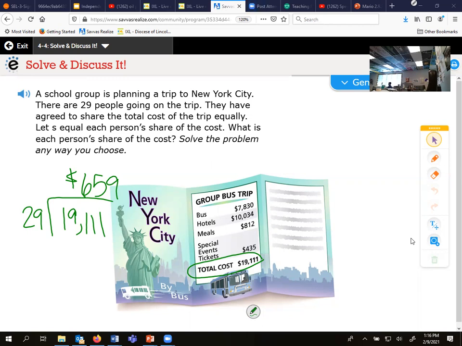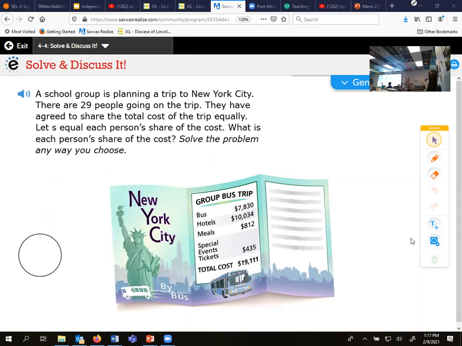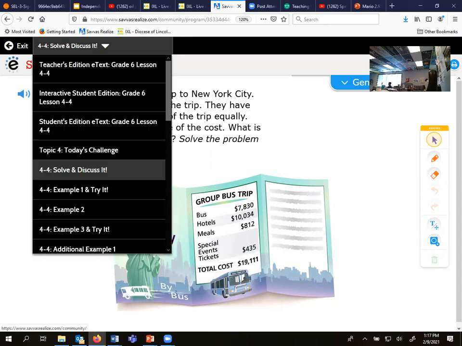Okay, so you guys had to use division to solve that. We can also set up an equation that would show that as well. So yesterday we worked with equations with adding and subtracting in them. Today we're going to work with equations with multiplication and division in them. So let's take a look.